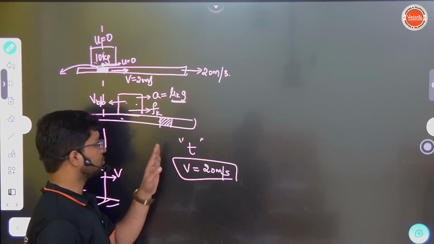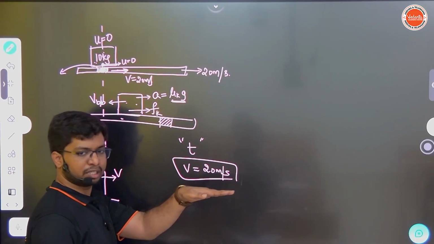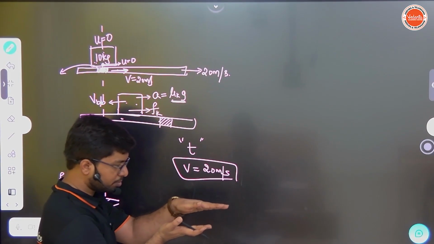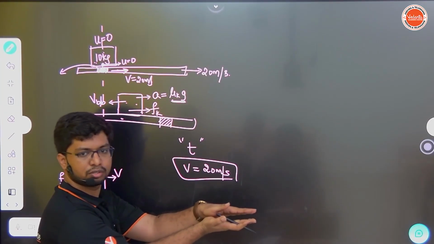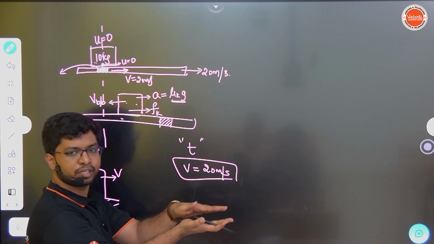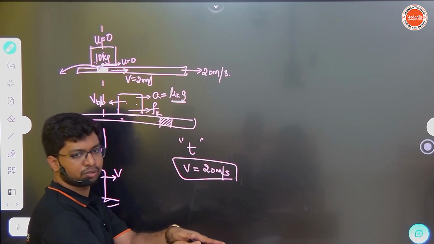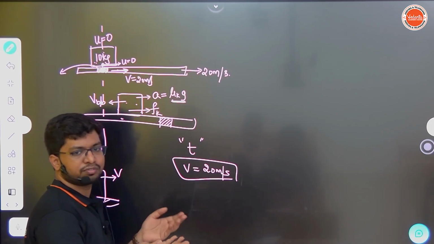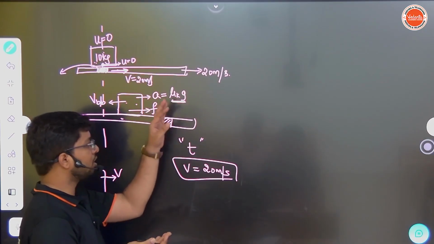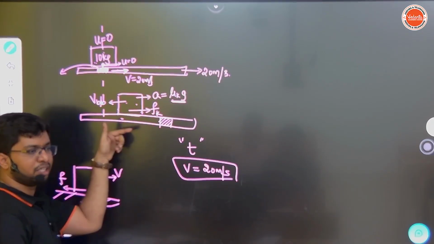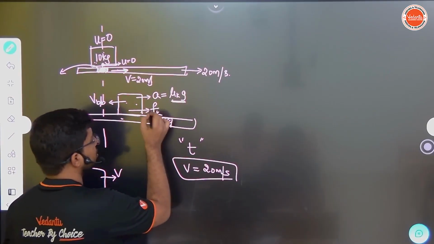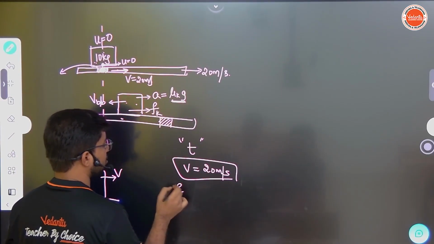And as soon as the block also attains 20 meter per second, this platform is also moving with 20 meter per second. So now they both are moving together. If both of them are moving together, then where is the question of friction here? Unless and until you apply any force on this one. Clear?